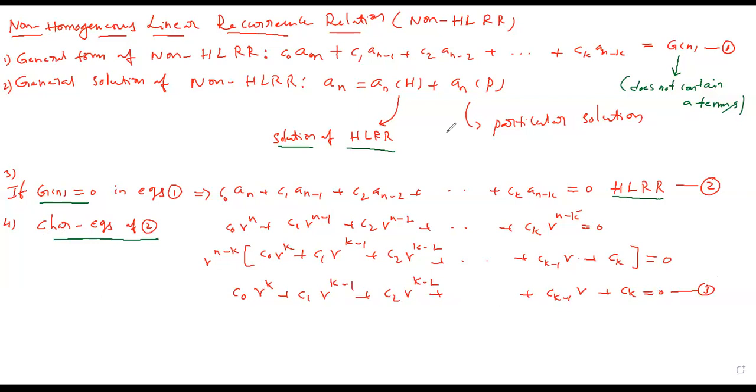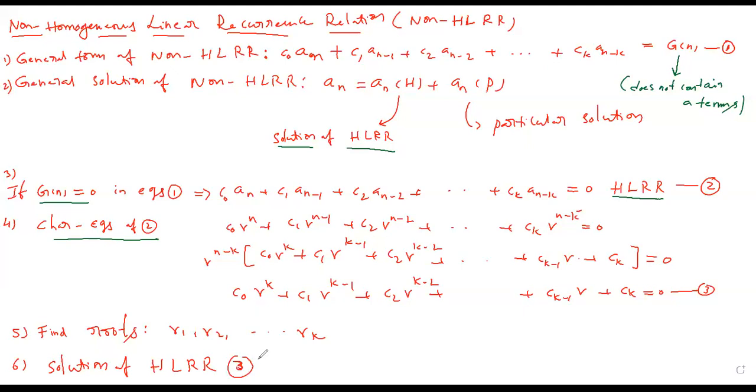After getting the characteristic equation, step 5 is find the roots. The roots are denoted by r1, r2, up to rk, since the highest exponent is k. Therefore, you will get k roots. After getting the k roots, how to get the general solution, you already know. Already you know the solution of the homogeneous linear recurrence relation. I told you 3 cases here.